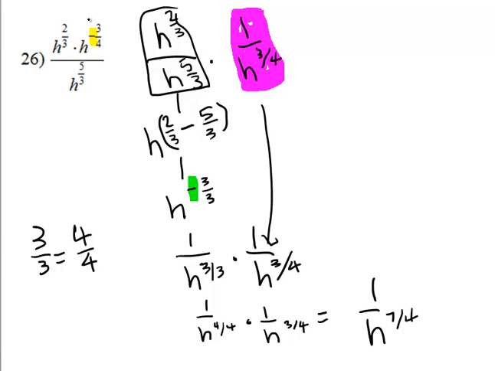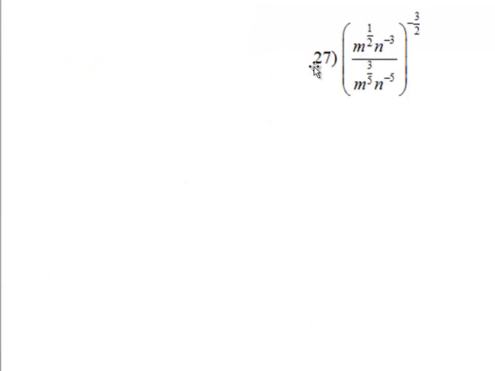So again, to recap, first I took care of my negative exponents, then I did it the easy way and took care of working with fractional exponents that had the same denominator. And once I got to that, then I was able to combine fractions that had the same denominator at the end. So let's take a look at the next problem, number 27.